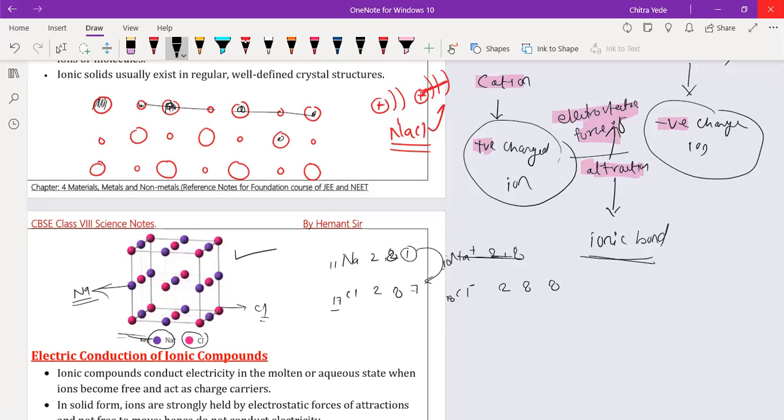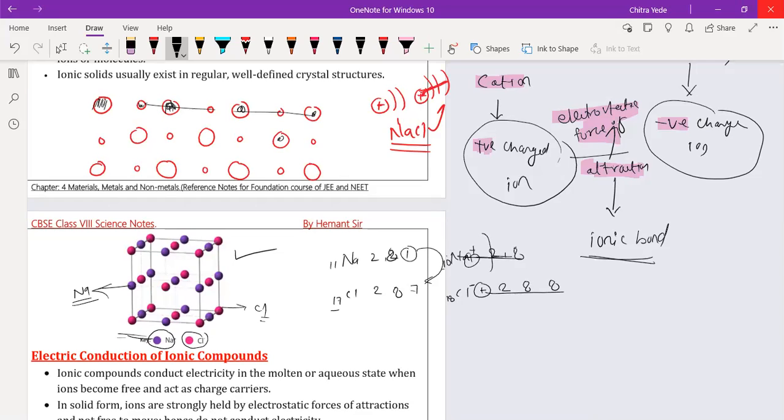Sir, yes sir, but why is that structure very big? Does it mean there are many atoms of such chlorine and sodium? Yes, there are many atoms present. Okay, let me discuss that first.